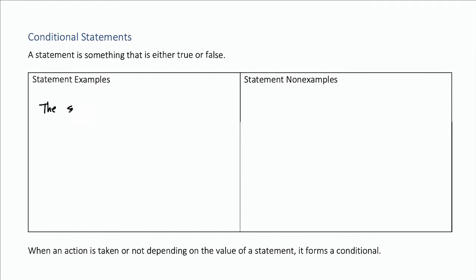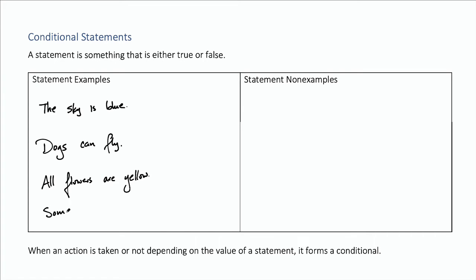The sky is blue. Or something like, dogs can fly. Or something like, all flowers are yellow. Or some cows are red. Okay, so these are statement examples. Some are true and some are false. But those are examples of statements.